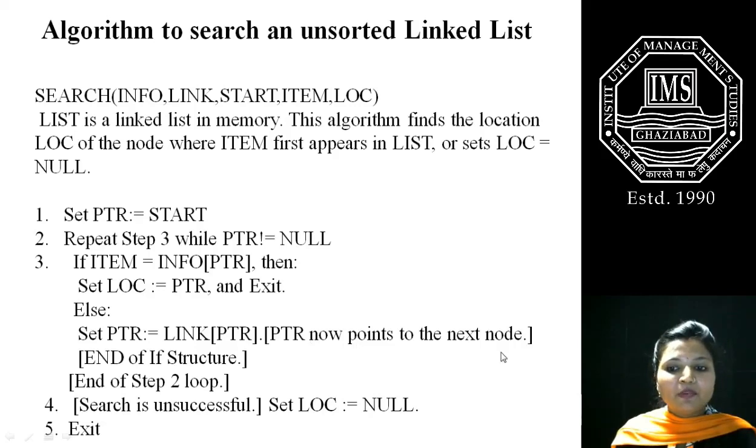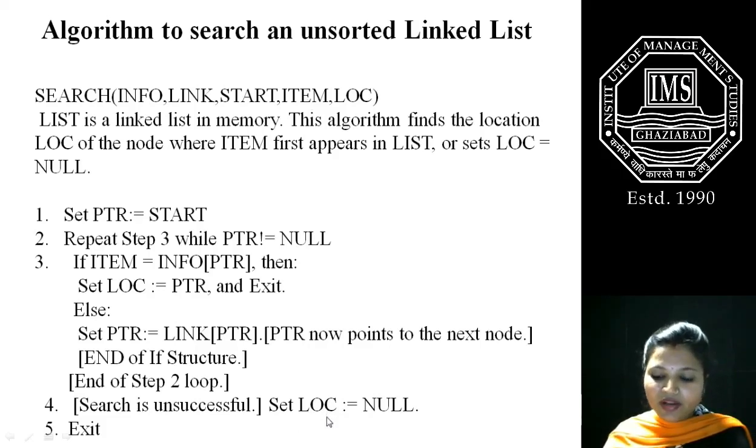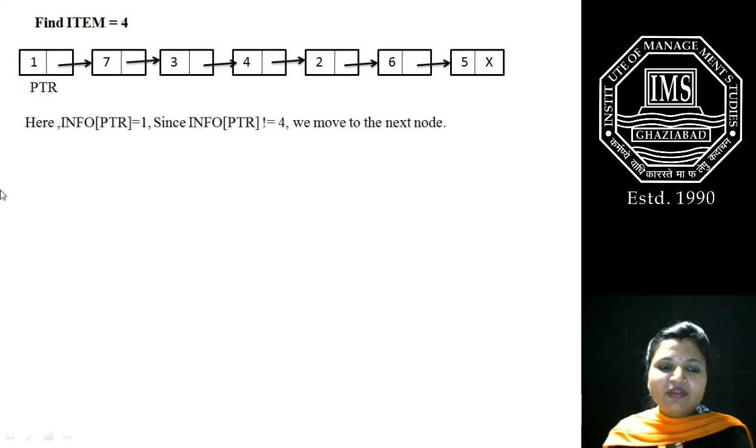Now PTR points to the next node, and this will continue until we find the value and the address of the item that we want to search. Otherwise, we will set location equal to null and exit. Let's see it with the help of an example. Suppose this is a linked list. PTR is containing the address of the first node in the list. Here X is pointing to the last node. You can say it is null.